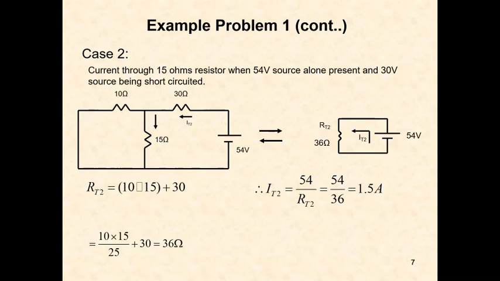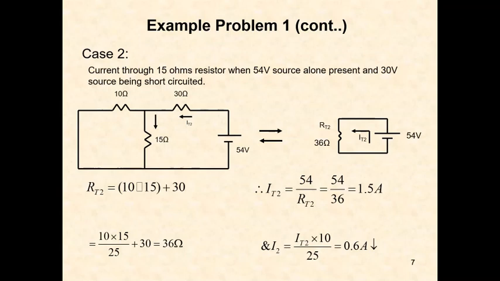See, the total current IT is equal to 54 by RT2, that is 54 by 36, that equals 1.5 amps. Now what we have to find out? The current through the 15 ohm resistor. Now the current through the 15 ohm resistor is equal to IT2 into 10 by 25. So that is 1.5 into 10 by 25, so that equals 0.6 amps.